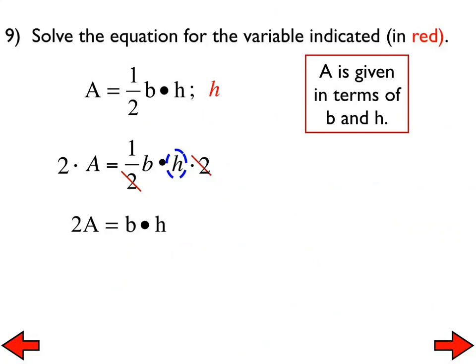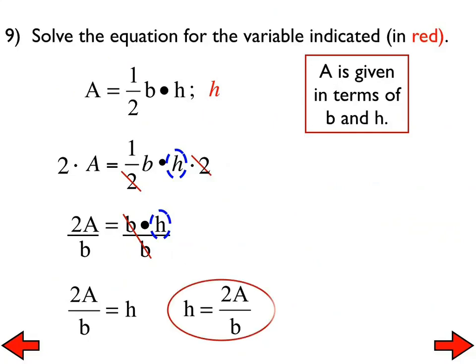And of course, what's left is extremely easy to solve. What would it be? Okay, and that is, to me, the easiest strategy of dealing with these formulas or these equations with fractions in them. So we divided both sides by b, and we have h now given in terms of a and b, and so that's h equals 2a over b. All right, I would like everybody to please now do 10 and 11.